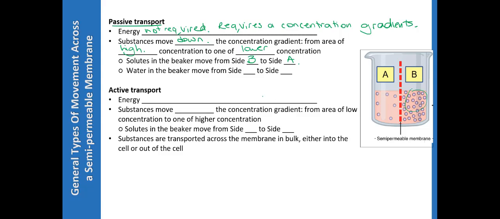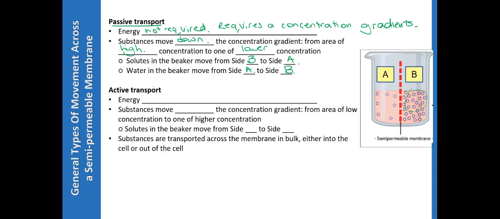But if it's a semi-permeable membrane that only allows water to move, the water will move from side A to side B, right? And it requires no energy because it's like falling down. It's like gravity. You always fall down, you never fall up, right? Or when you talk about Niagara Falls, you can see the water just falling down, right? So passive transport is what naturally occurs if things are left to their own devices.